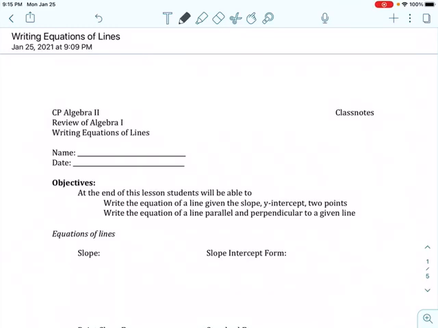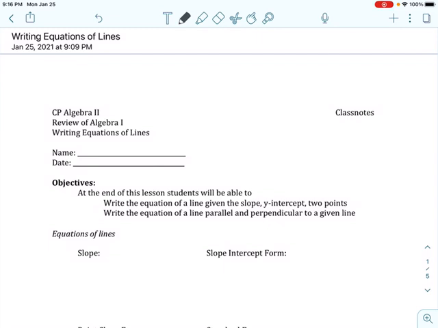Hi everyone. So today we're going to work on writing equations of lines. This is kind of important because we want to be able to use this to make predictions and so on and so forth. And we're going to see that when we start getting into other types of equations. So we're just going to review writing equations given slope, y-intercept, or given slope and a point or 2 points, and then we're going to do parallel and perpendicular.